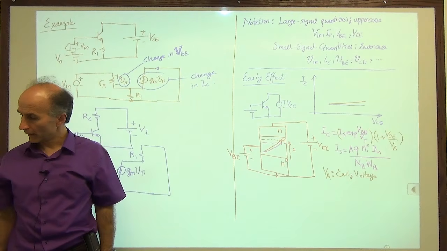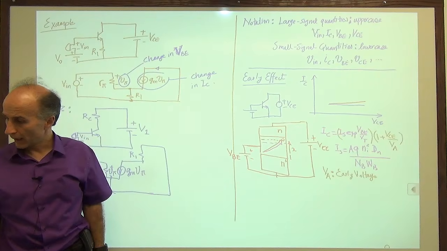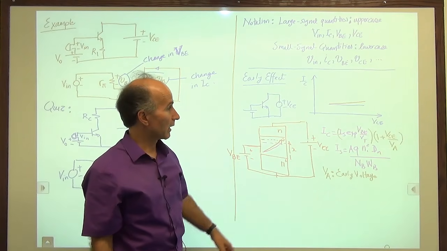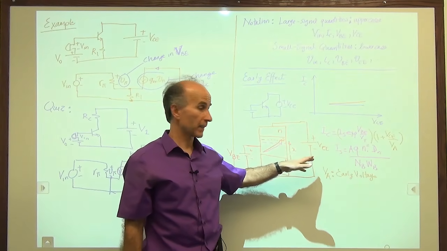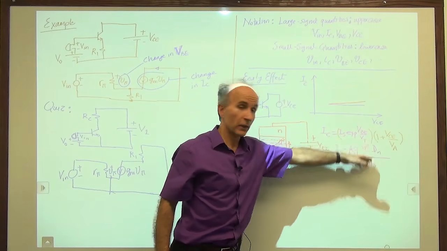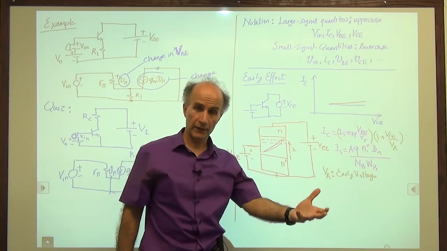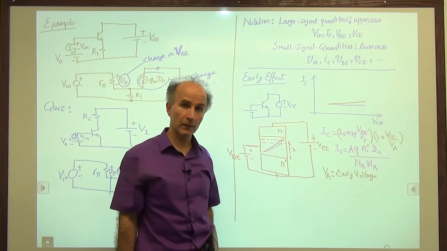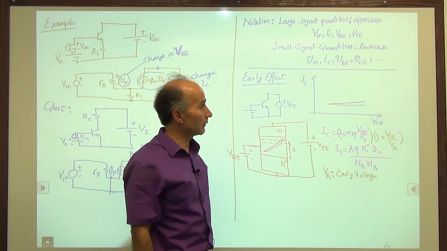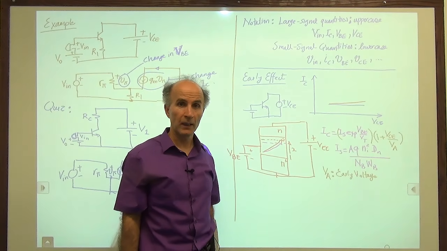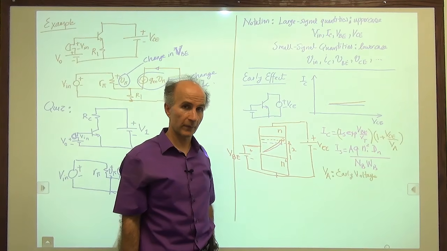All right, so our time is up. Next time we will go back to the small signal model and see how the early effect should be considered and included in the small signal model. And from then we will have a model that we can work with, and then we will look at some other types of bipolar transistors. I will see you next time.